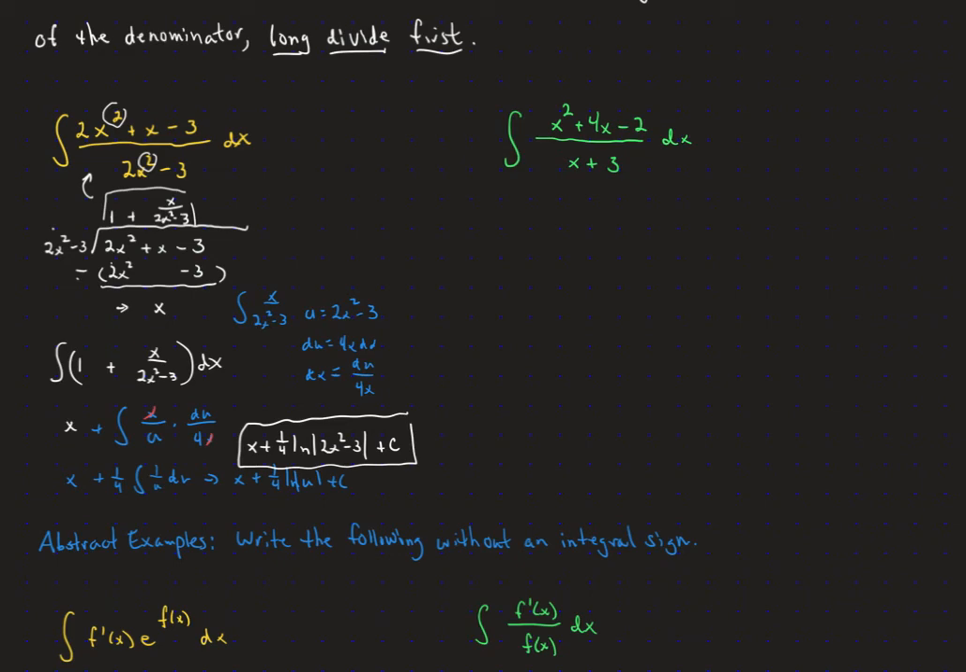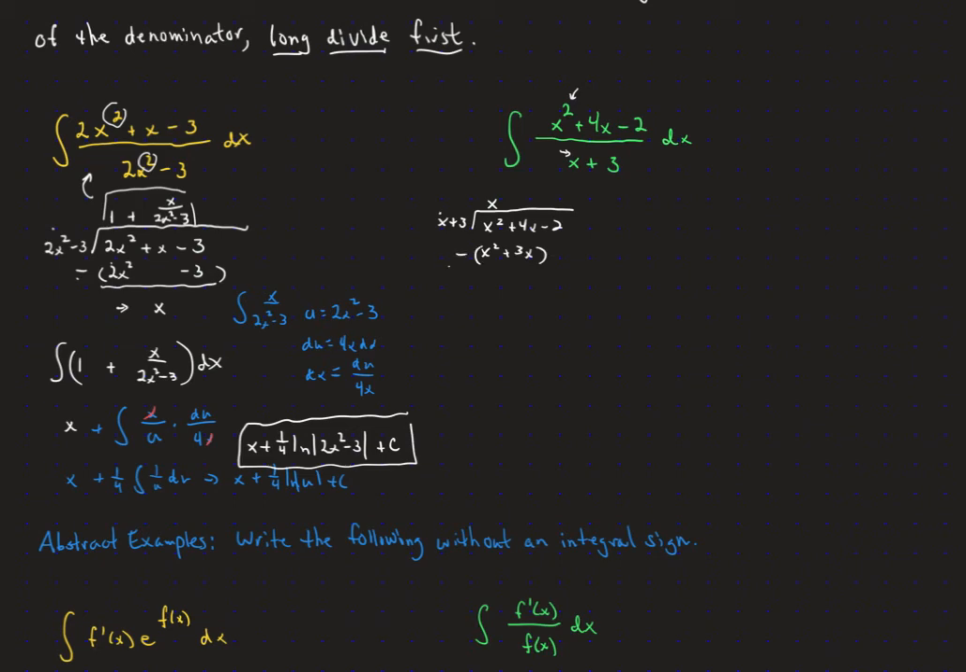Okay, let's see another example of that. You can again see the degree of the numerator is greater than or equal to the degree of the denominator. So we are going to start by long dividing the denominator into the numerator. So we will say what times x is x squared, that's going to be x. We'll get x squared plus 3x.